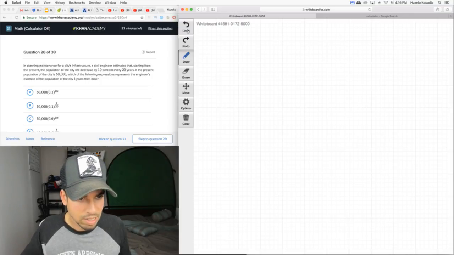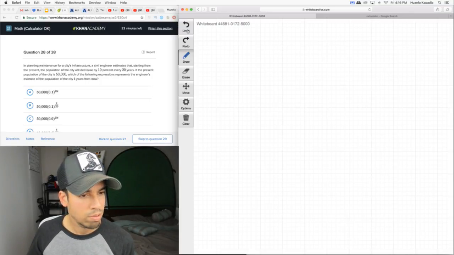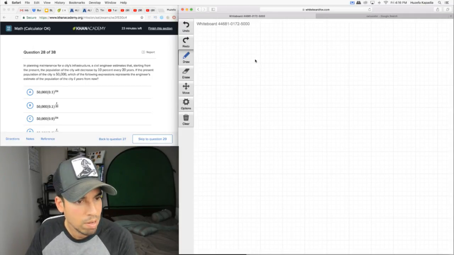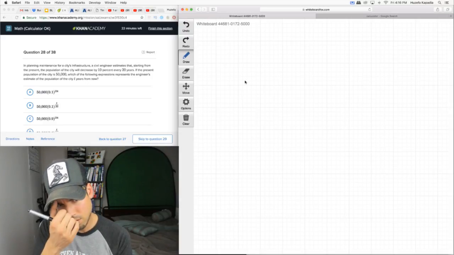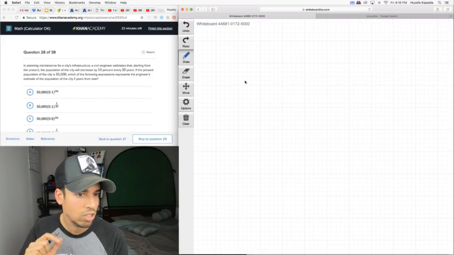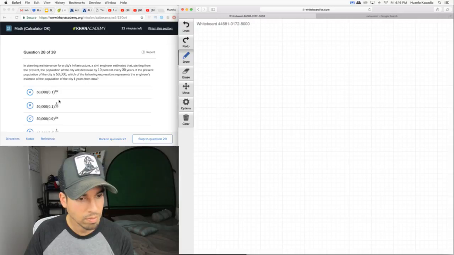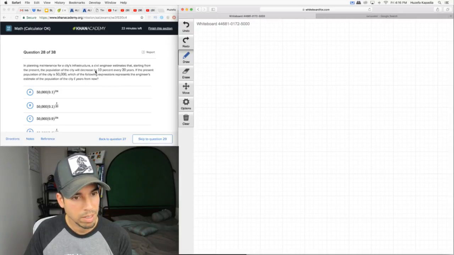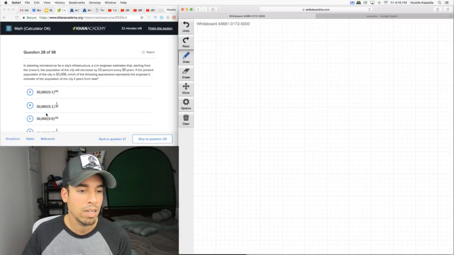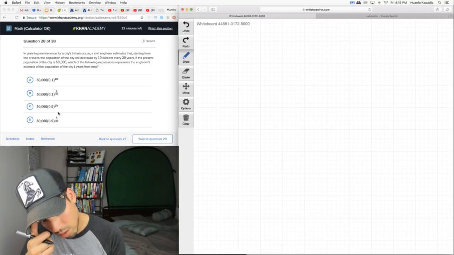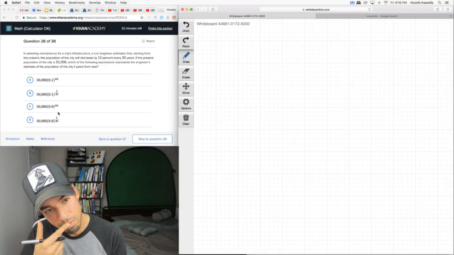Now, in planning maintenance for a city's infrastructure, a civil engineer estimates that starting from the present, the population of the city will decrease by 10% every 20 years. If the present population of the city is 50,000, which of the following represents the engineer's estimate of the population t years from now? This has got to be exponential. It's almost like compound interest. If it's decreasing by 10%, the base is not going to be 10 or 0.1; it's going to be 0.9. That represents a decrease, so it's either C or D. Then the question is: is it 20t or t over 20? Hold on. It's D.